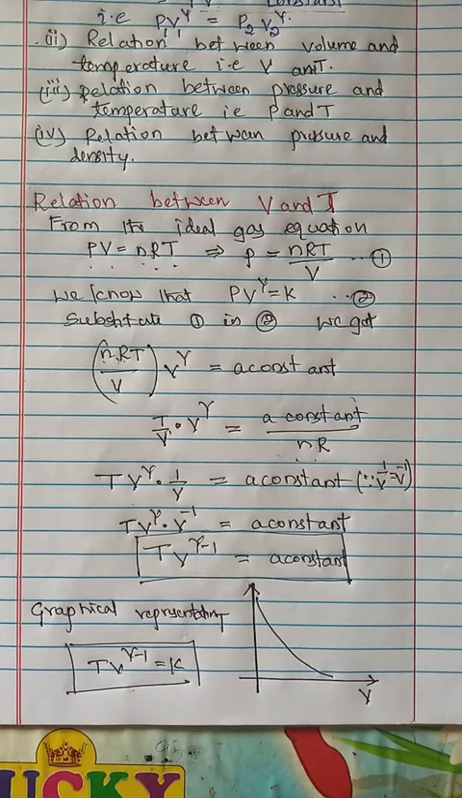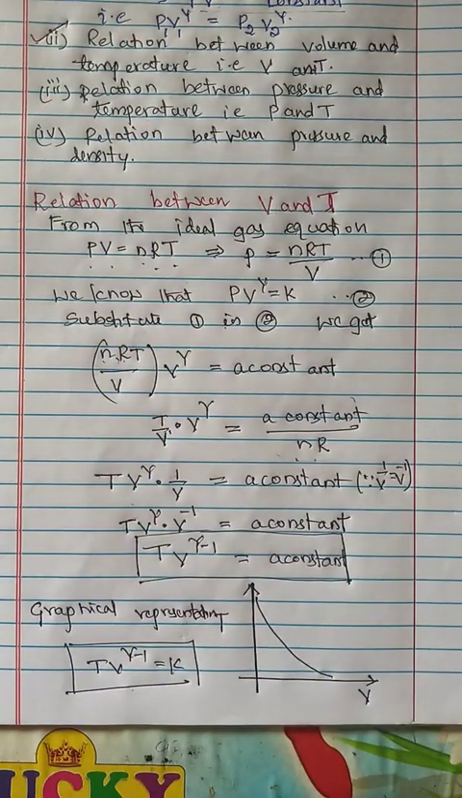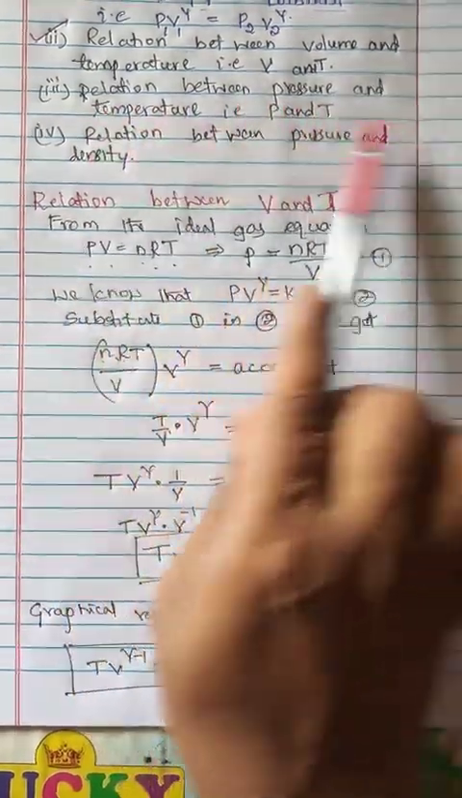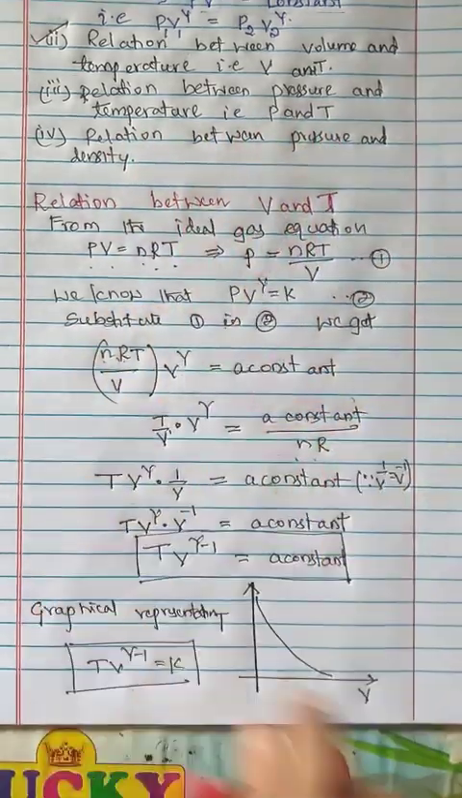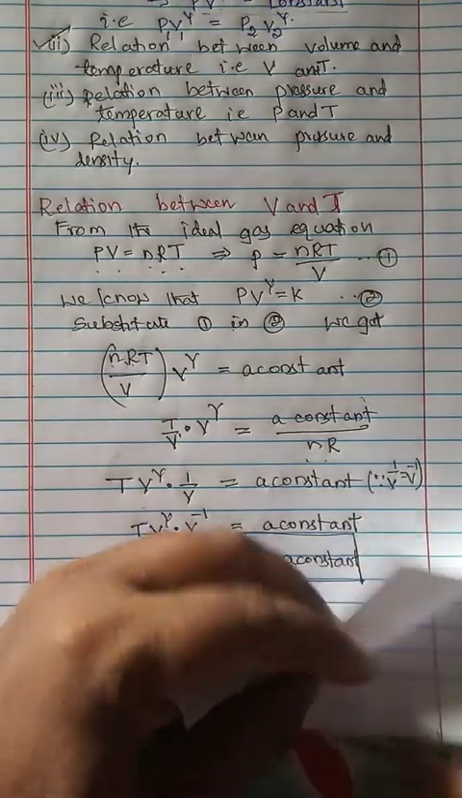Now, we have discussed the second relation between V and T. Now let us proceed to the next relation, the relation between pressure and temperature, that is P and T. Let me proceed on the next page. Now what should we do? Relation between P and T. This is 3, okay?